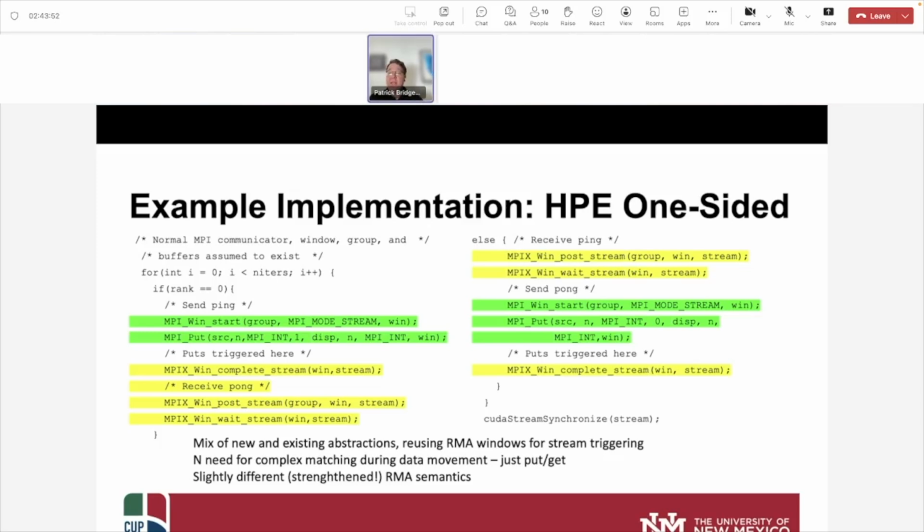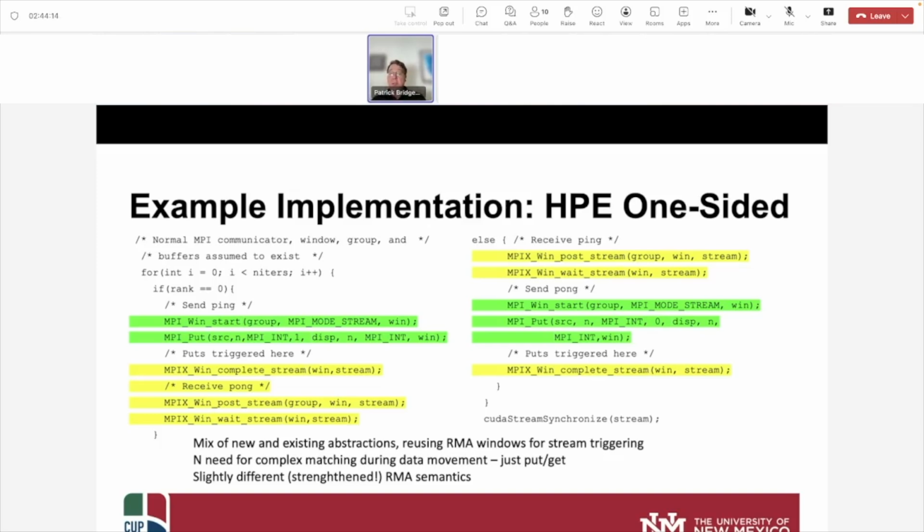So this is the kind of thing that some stream-triggering proposals do too, which is they may make subtle changes in MPI semantics, in this case not worse, but in this case strengthen semantics. Finally, there's no need for complex matching or agreement. This is RMA. So we're just doing puts and gets here.